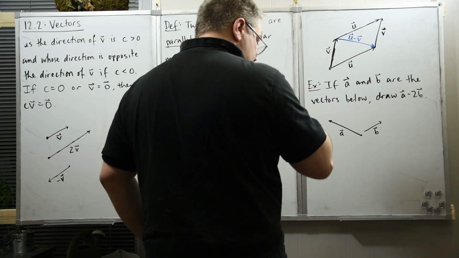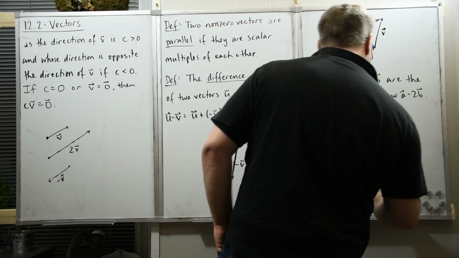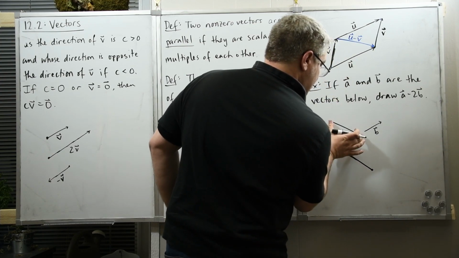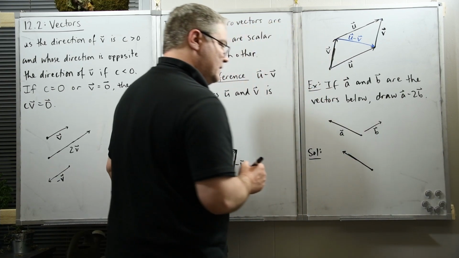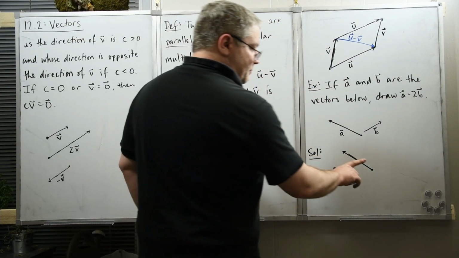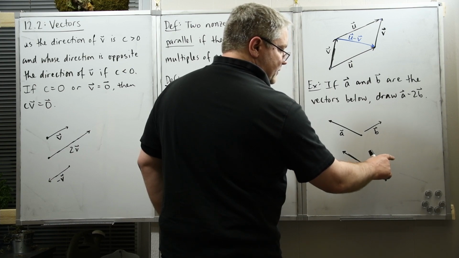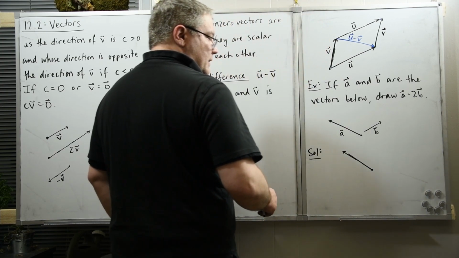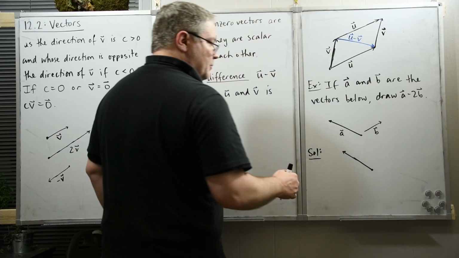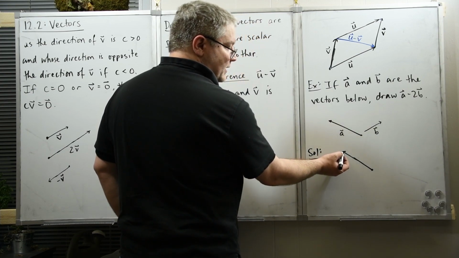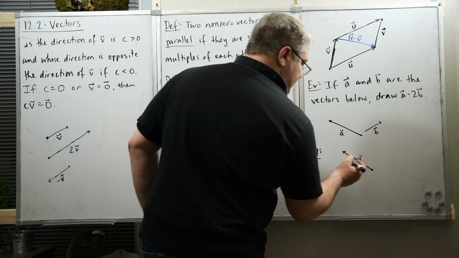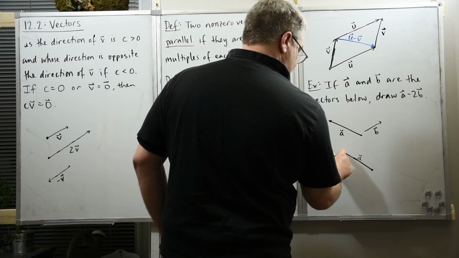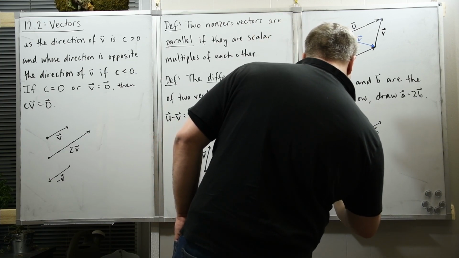So if we think about a minus 2b, well, a is going to be like so. It looks like it has about the same magnitude. B would be pointing in this direction, so negative 2b would be pointing in the opposite direction. And so if we were to put the initial point of negative 2b at the terminal point of A, then basically what we would have is a picture that looks something like this.